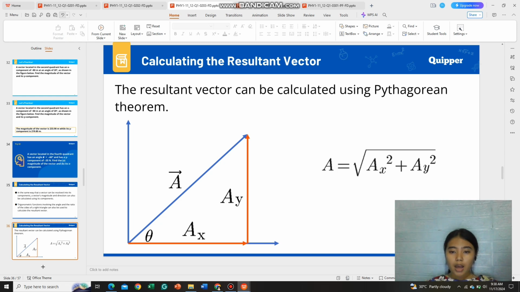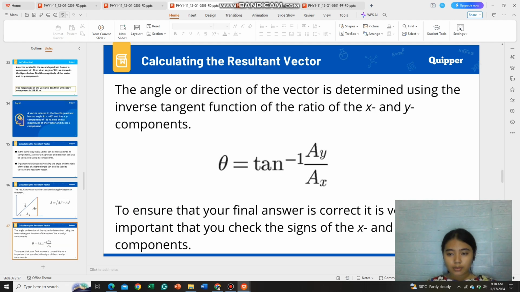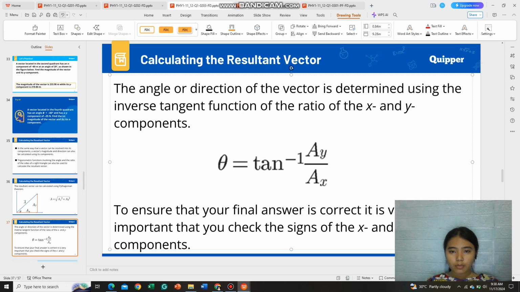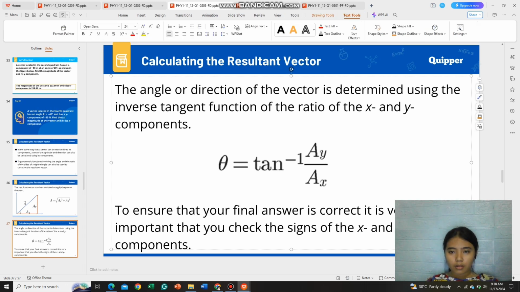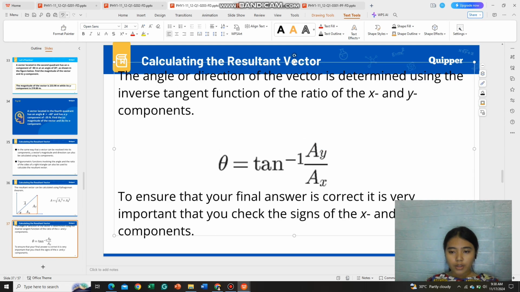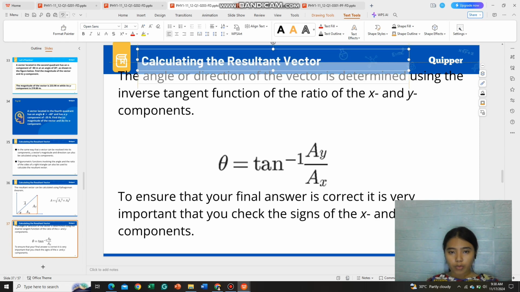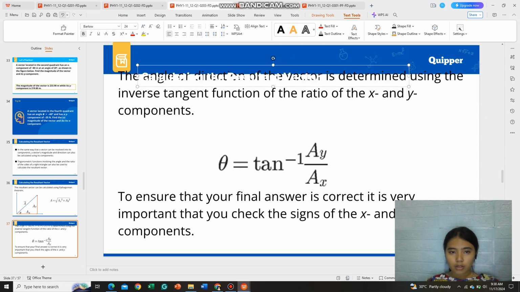So, this formula here is the Pythagorean theorem, which is used in calculating the resultant, no? So, in the next formula, the angle or direction of the vector is determined using the inverse tangent function of the ratio of the x and y components. So theta equals tan negative 1 of ay over ax.